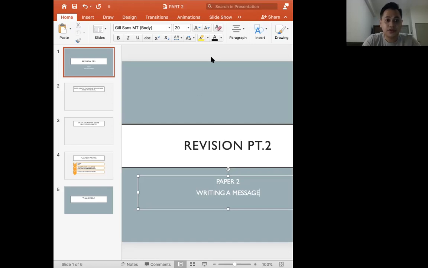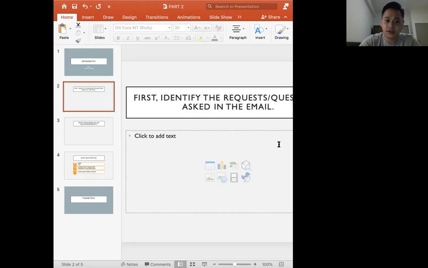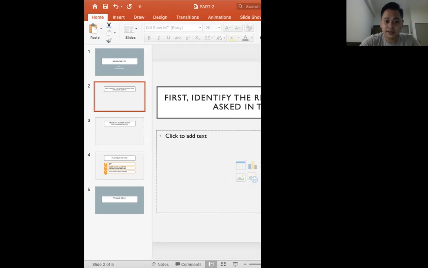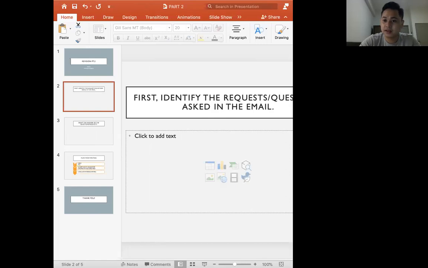So look here, what you have to do first is identify the requests and also the questions asked in the email. Okay, so let's look at these questions. What are the questions we have here? You may look at the question mark symbol to identify the questions in this sentence. The first one is, how are you?